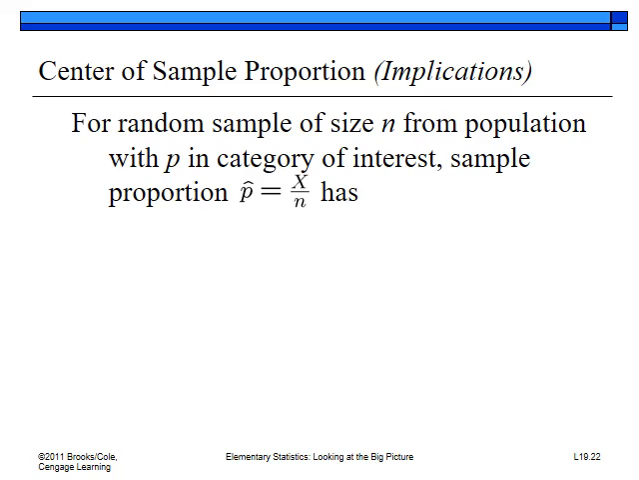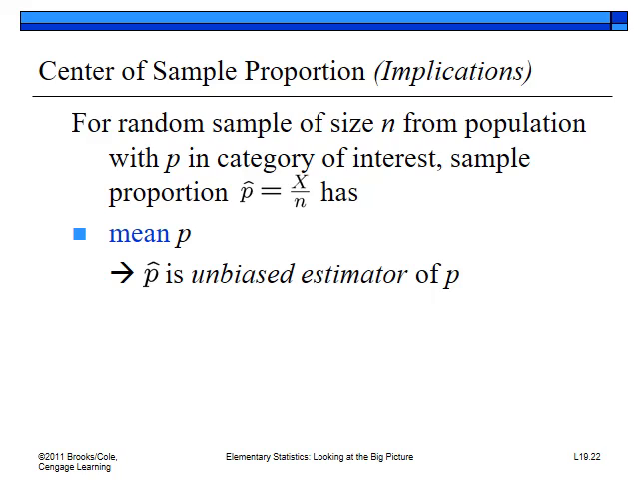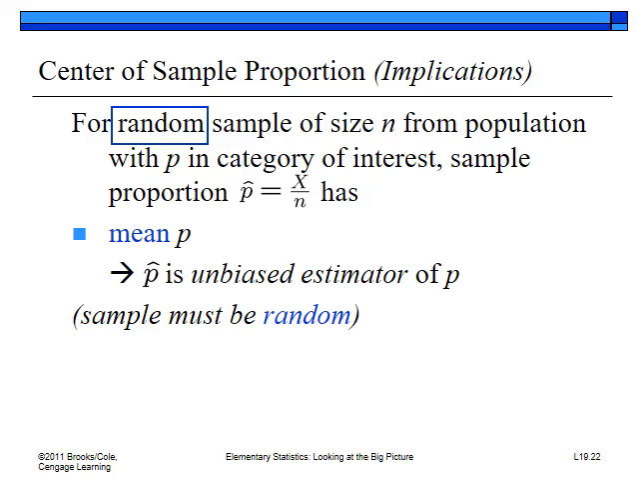But let's talk about the implications of the center. We know that if the population has proportion p, the center of our distribution has mean p. We say then that p hat is an unbiased estimator of p, because it ought to be close. It shouldn't be biased one way or the other. In order for that to be true, our sample has to be random. If the sample is not random, we might be introducing some sort of bias, either knowingly or unknowingly. That notion of randomness is critically important.